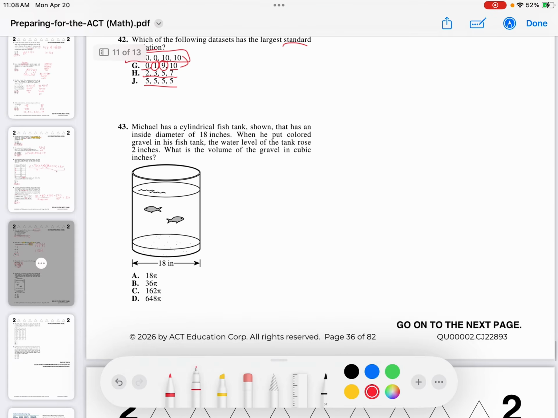All right, we've got a cylindrical tank shown. Inside diameter is 18 inches. Then we put gravel in the fish tank. The water level of the tank rose 2 inches. So we've got 2 inches worth of gravel. What is the volume of the gravel?